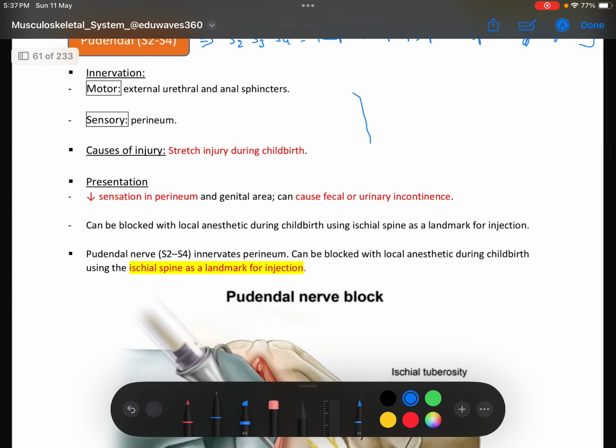urinary and fecal incontinence and loss of anal wink reflexes. Okay. So the basic concept of this pudendal nerve is that in labor time we can give analgesia. At that time we can block the pudendal nerve using a local anesthetic to reduce the perineal pain.